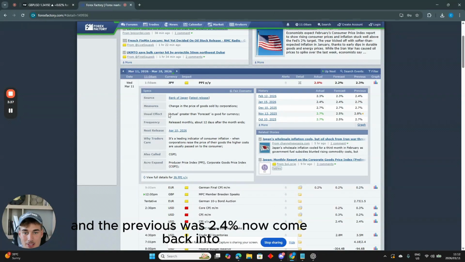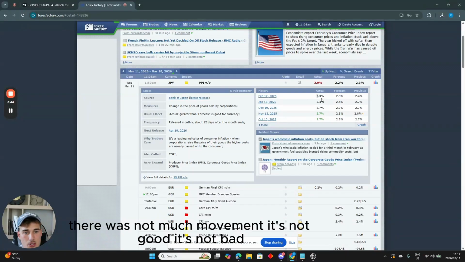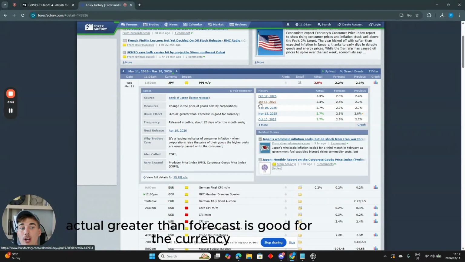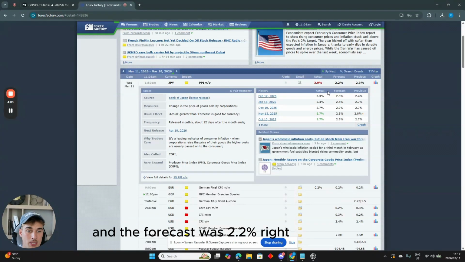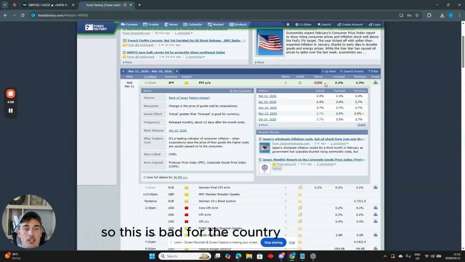Now, coming back to this, actual greater than the forecast is good for currency. So in terms of this, there was not much movement. It's not good, it's not bad. It's exactly the same. Whereas now, what we saw this morning, remember, actual greater than forecast is good for the currency. Today we actually got an actual of 2.0%, and the forecast was 2.2%, right? And the previous, obviously, was the history here. So this is bad for the country. As you can see, it's marked out in red.